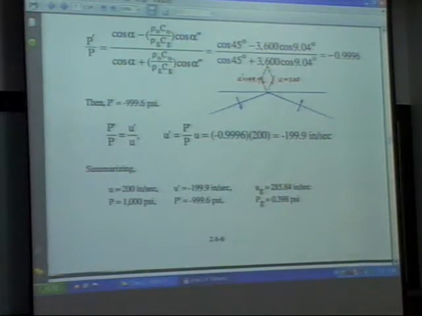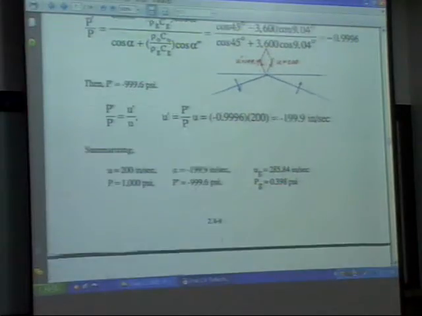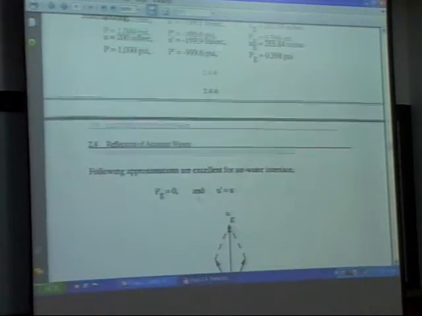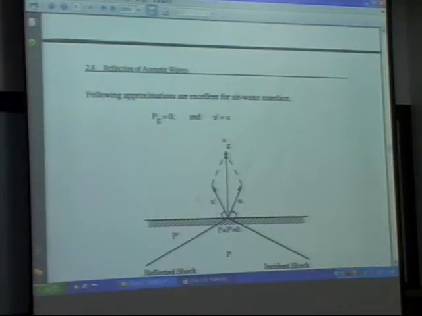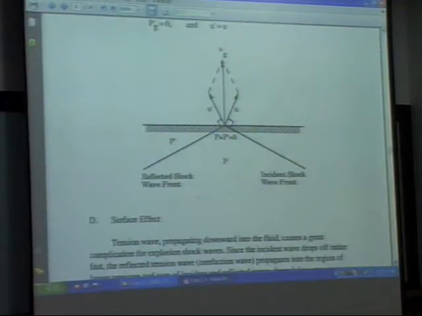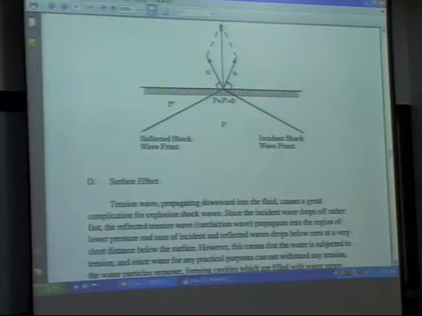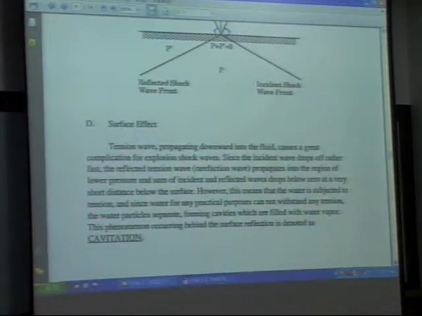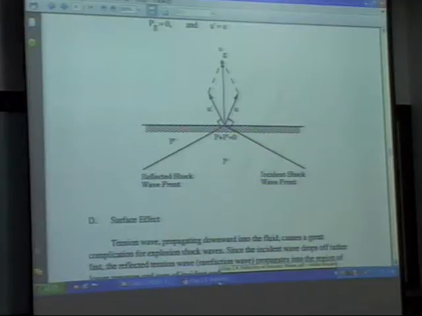Summarizing, it's all there. So give some pictures in there. Surface effect. Okay, it's very clear, right? Air-water interface problem, rigid water interface problem. Two sets of problems we deal with. That's about all for the ship shock problem.